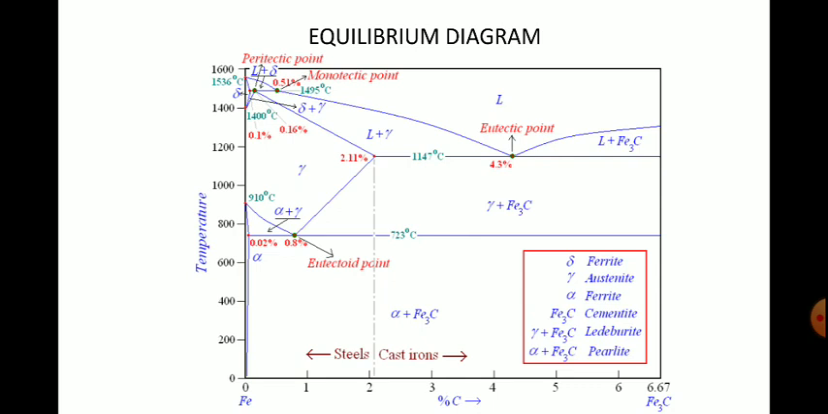So how are steels classified? Plain carbon steels and cast irons: up to 2% of carbon addition in iron are called steels, whereas greater than 2% we have cast irons, as we know. Then steels up to 0.8% of carbon are hypoeutectoid steels, whereas greater than 0.8% carbon we have hypereutectoid steels.